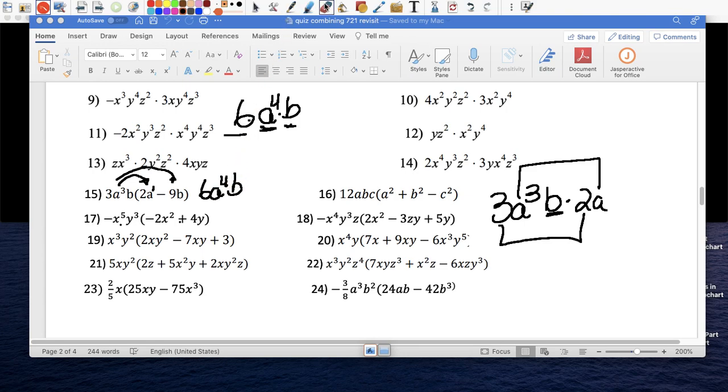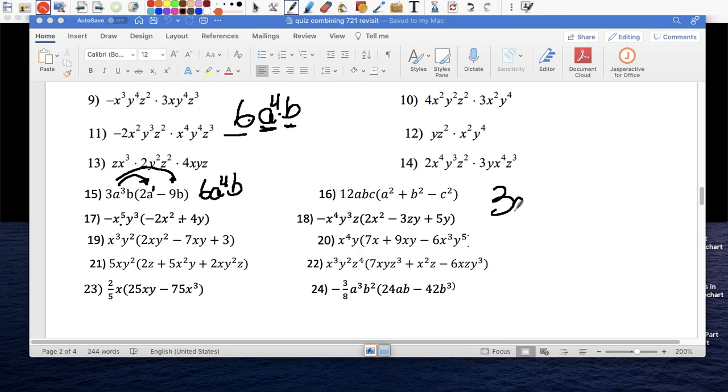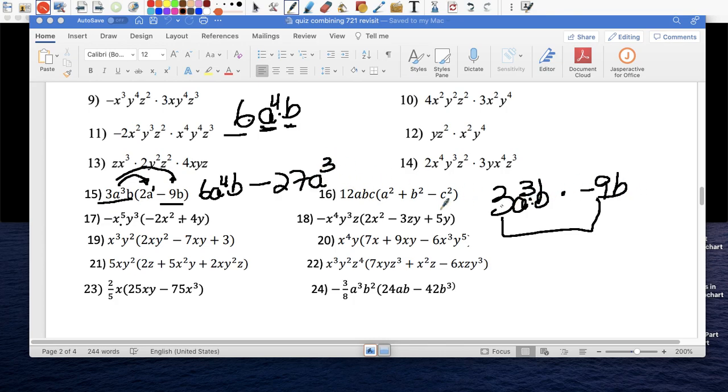Now the second part of our distribution has us multiplying 3a to the third power b times negative 9b, right? So it's this guy times this guy. So first of all, it's going to be a negative, so here's my negative. 3 times 9, 27. A cubed multiplies with no one, but still part of our answer, and b times b is b squared. So that's my final answer for 15.